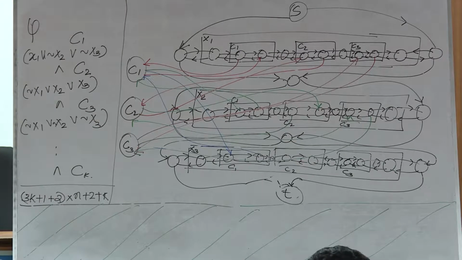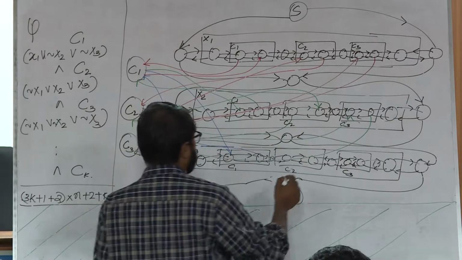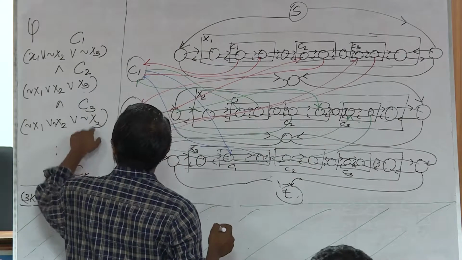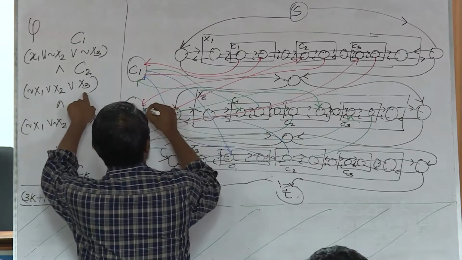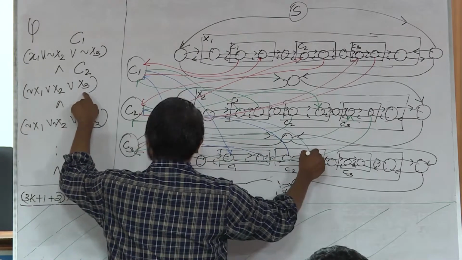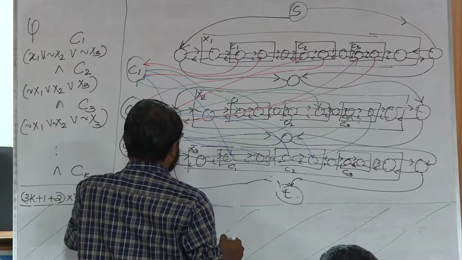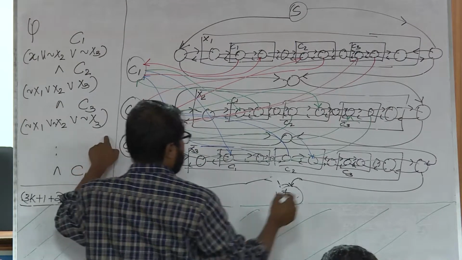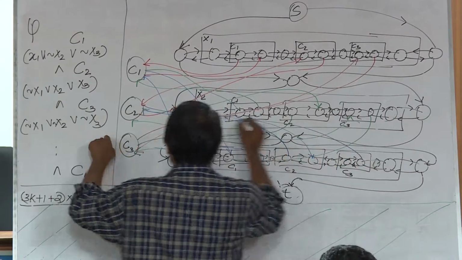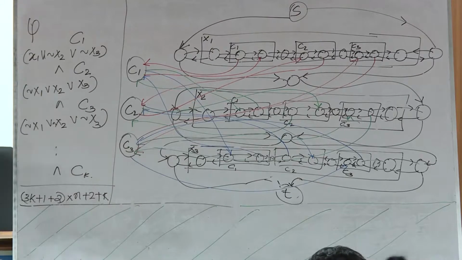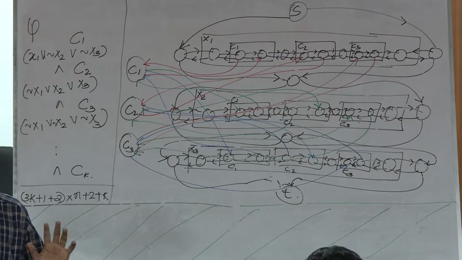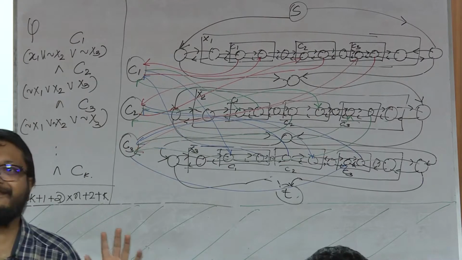Okay. Then x2 also appears in negated form. So, x3 appears in positive form in C2. So, this is this way, right? And x3 appears in negated form here. So, I will put this and this, yes. So, this finally completes the gadget. We have a wonderful picture.